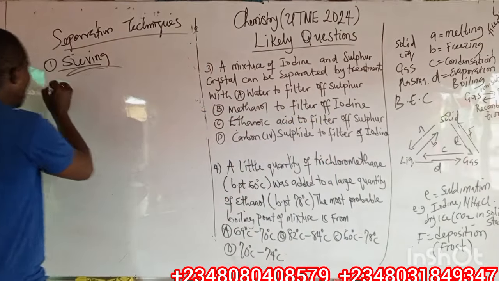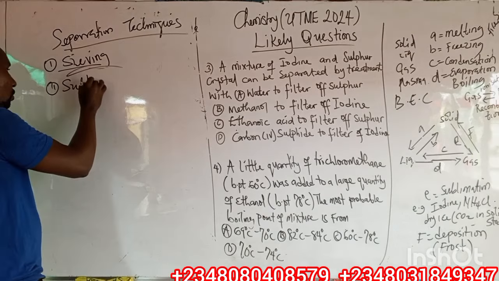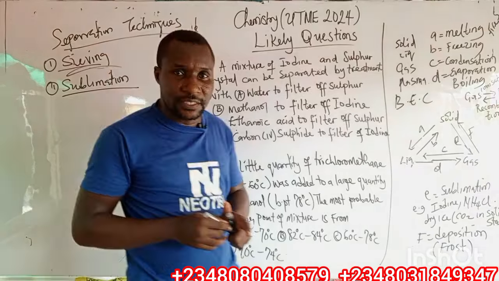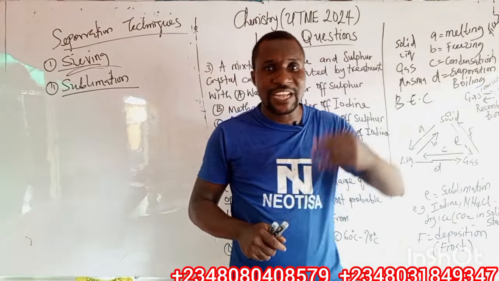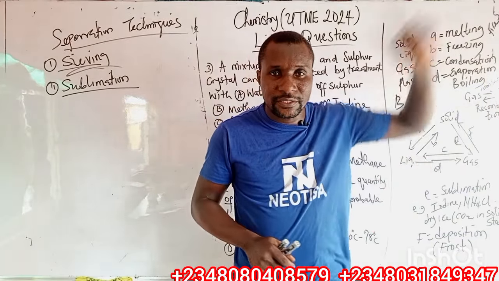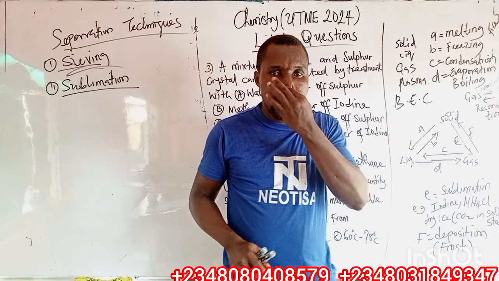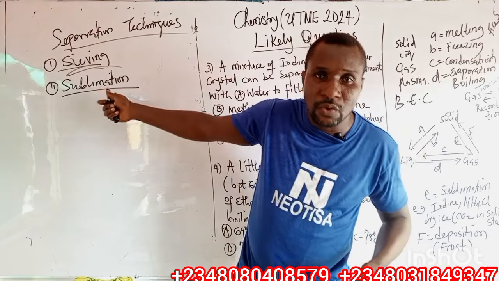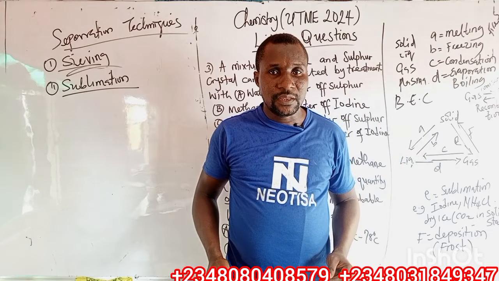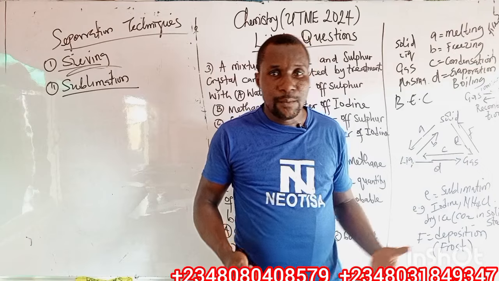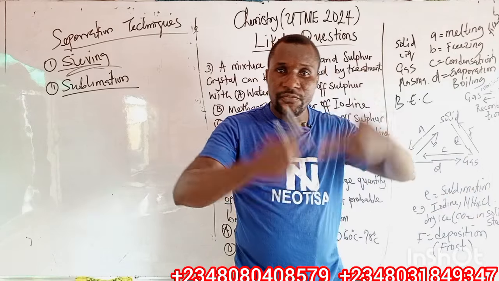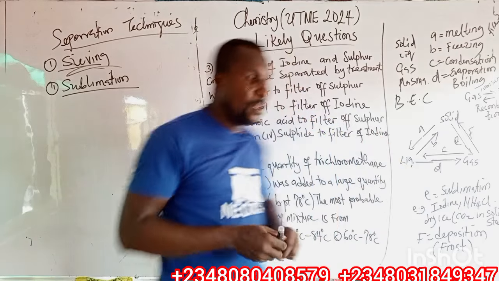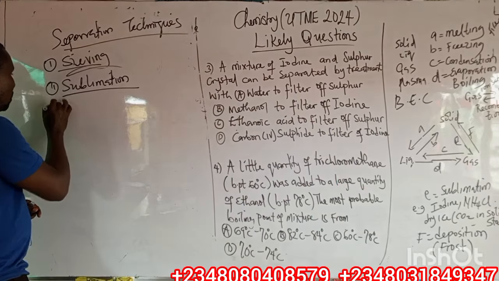We have sublimation. Sublimation is used to separate a substance that can change directly from solid to gas from a mixture. If you have a substance in a mixture that can change directly from solid to gas, we use sublimation. Take note of that. Substances like iodine and ammonium chloride crystals can change directly from solid to gas. We use sublimation to separate them from a mixture. Take note of that.